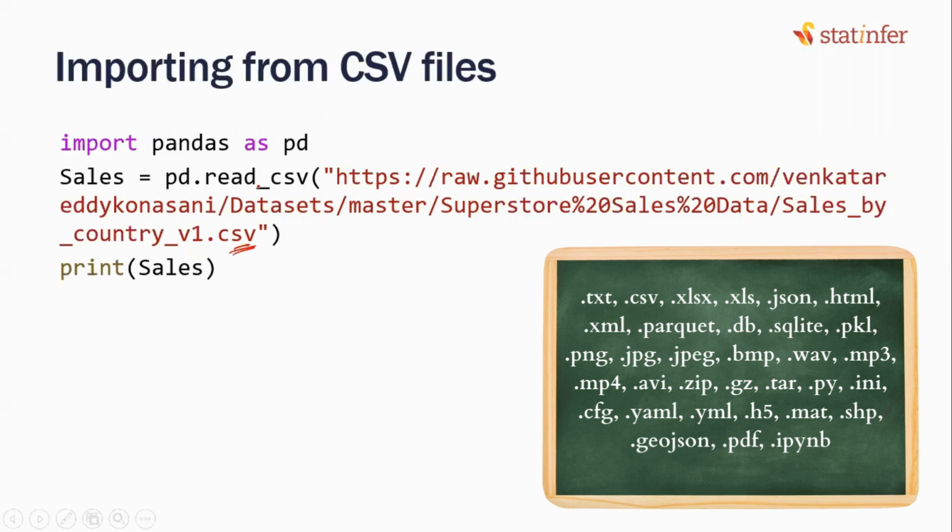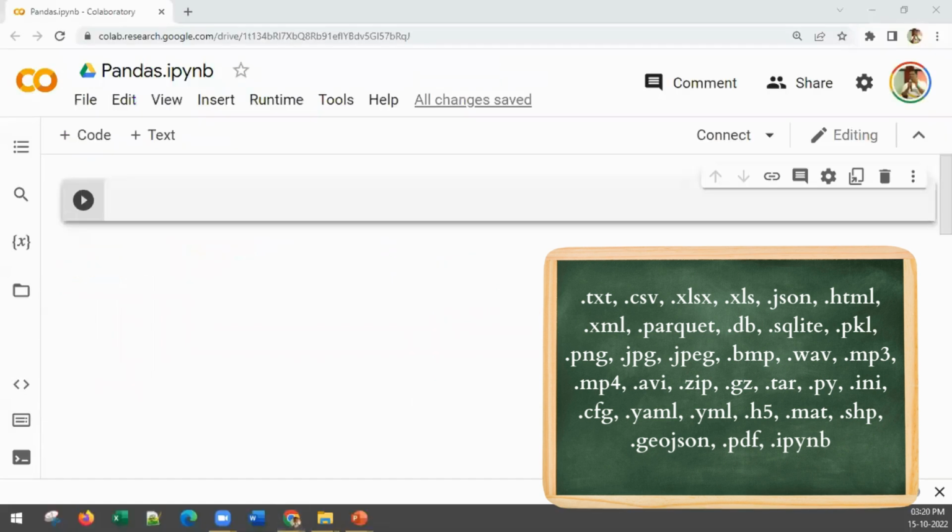You can import the data from various resources. You can import it from CSV files. You can import the data from Excel files. You can import the data from databases. You can import the data from Hadoop distributed file system as well. Nearly 30 to 40 different types of data sets can be imported very easily in Pandas. So let us get started with importing of our first data set.